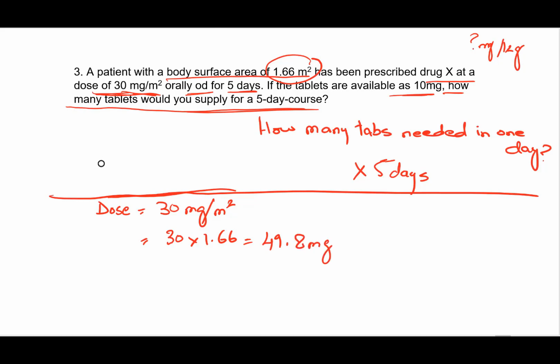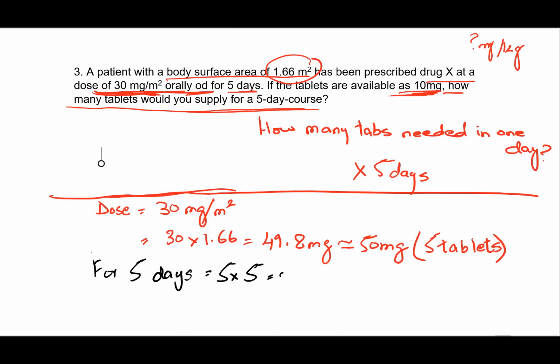And the tablets, I know already that they're available as 10 milligrams. So let's just, for the sake of simplicity, round it up to 50 milligrams, so that the patient will need 5 tablets in one dose, because that's an oral dose once daily. So per day dose, the patient will need 50 milligram or 5 tablets. So for 5 days, we just need to simply multiply it by 5. And 25 tablets the patient will need for a 5-day course.